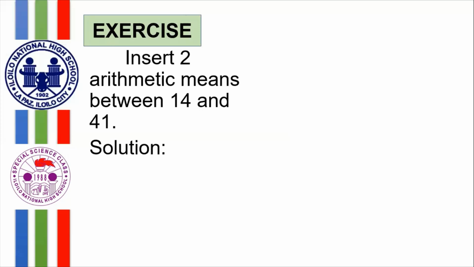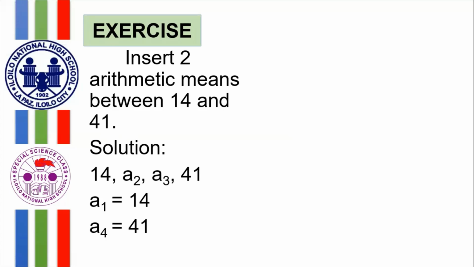So let's have this. Since we are going to place here 2 numbers between them, you could see that 14 is a sub 1. And the last number 41 here is 1, 2, 3, 4. It's the 4th term. So a sub 4 is 41. And since there are 4 elements or numbers in this sequence, then we let n equal 4.